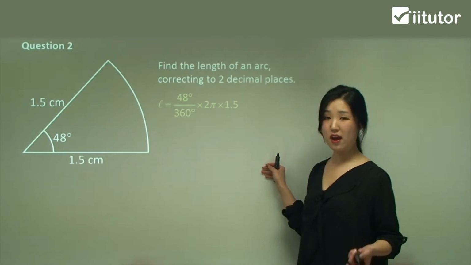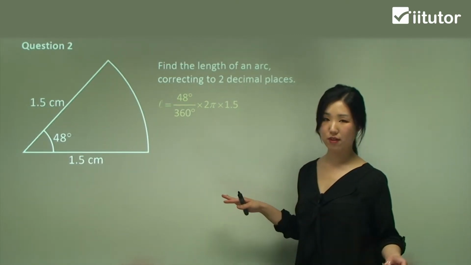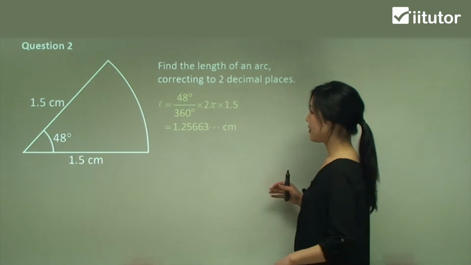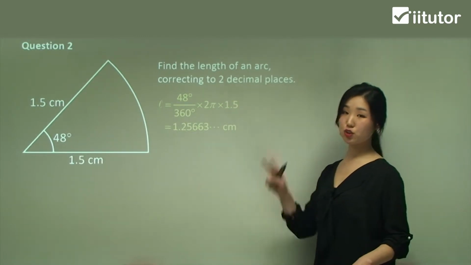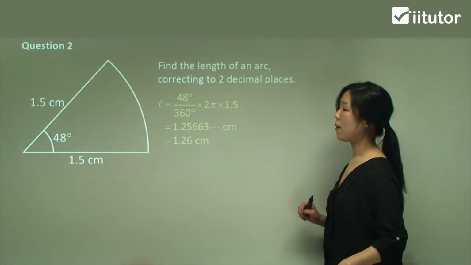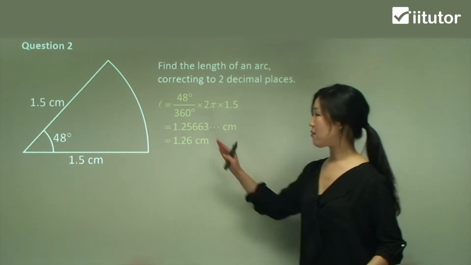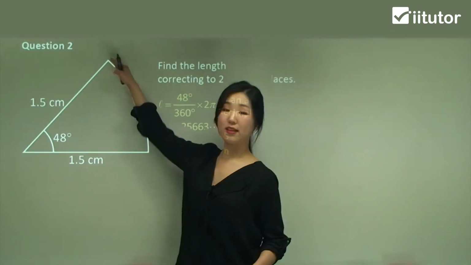And now guys, we've got everything, you just have to multiply everything throughout, and you should get something like this. To 2 decimal places, it should be 1.26 centimeters. That represents this length here, the length of that arc.